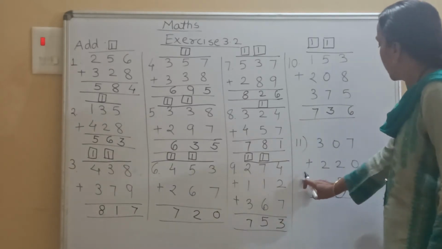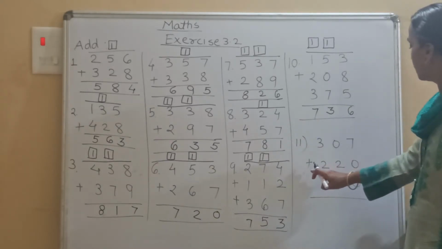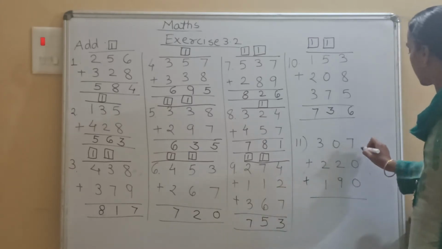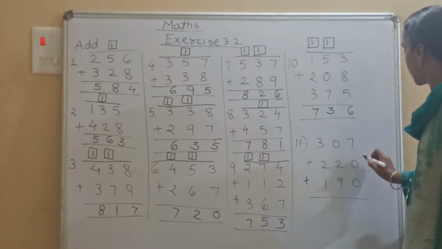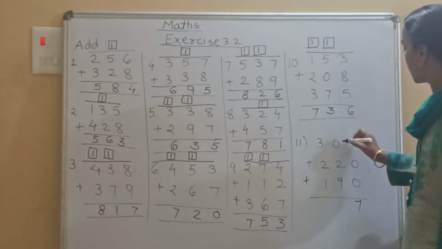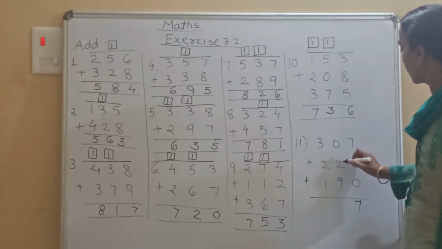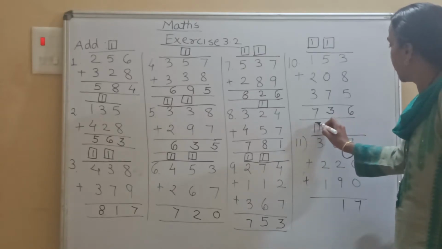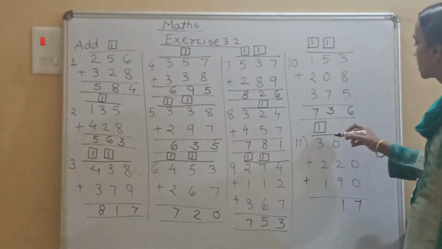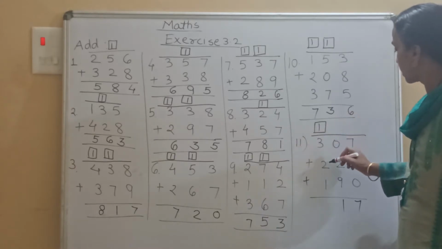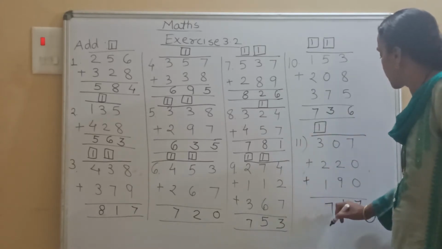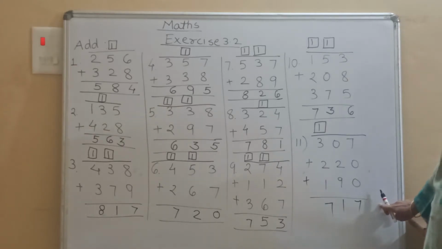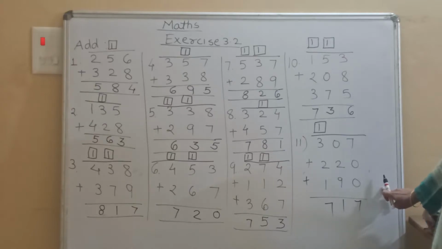736. Now 11th example. 307 plus 220 plus 190. So 7 plus 0, 7. 7 plus 0, 7. Now 9 plus 2, 11. 11 plus 0, 11. So write down 1 here. What is the carry here? 1. So write down in the box. 3 plus 1, 4. 4 plus 2, 6. 6 plus 1, 7. So what is our answer? 770. So 12th example, that is for your homework.